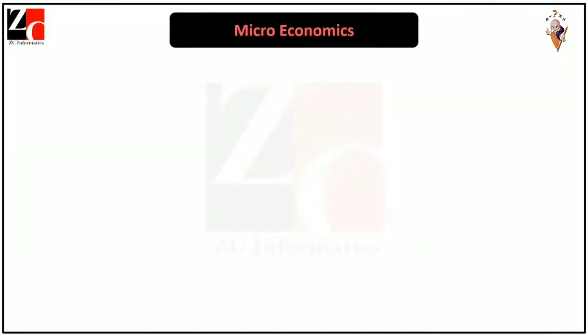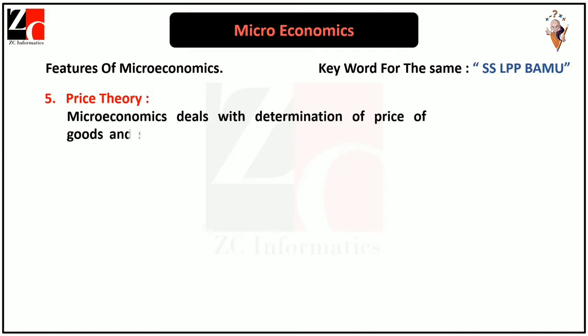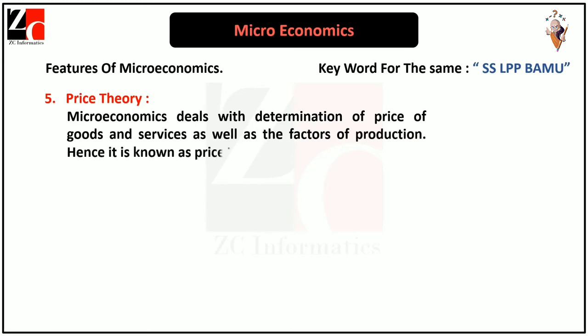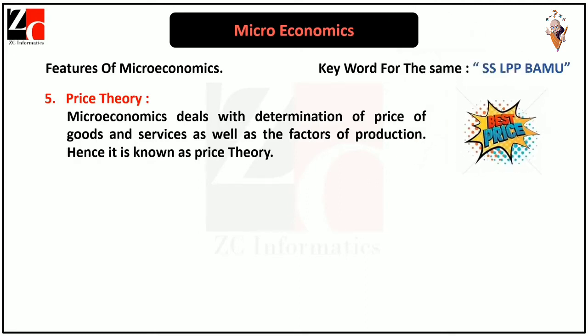Point number 5. Price theory. Microeconomics deals with determination of price of goods and services as well as factors of production. Hence it is known as price theory. The theory that explains price determination of goods and factors of production is called price theory. In microeconomics, prices of individual goods, services and factors of production like rent, wages, interest, profit, etc. are determined. Since in microeconomics factor pricing and commodity pricing play a central role, it is known as price theory.